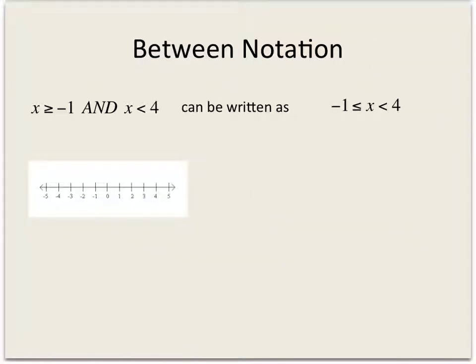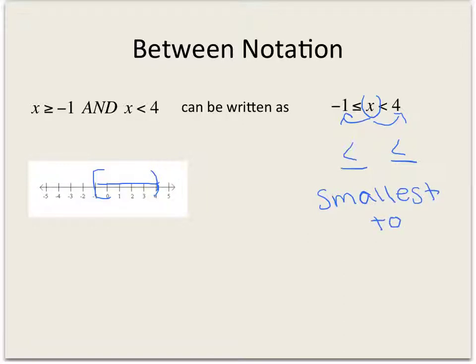If you remember back to our AND problem, we had x is greater than or equal to -1 and x is less than 4. There's notation we can use to simplify that a little bit. We call it the between notation, and it basically says that this x falls in between the -1 and the 4. Notice there's always less than signs or less than or equal to signs. It's never greater than. And you go from smallest to largest. When you see this notation, just know that that means that x falls in between -1 and 4.